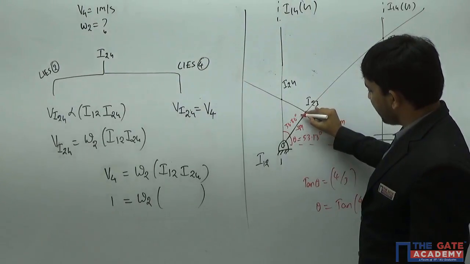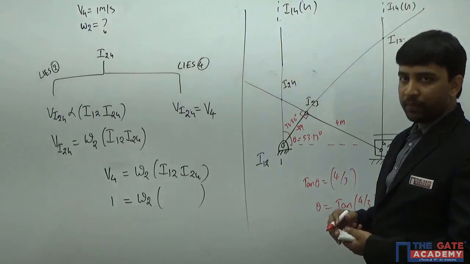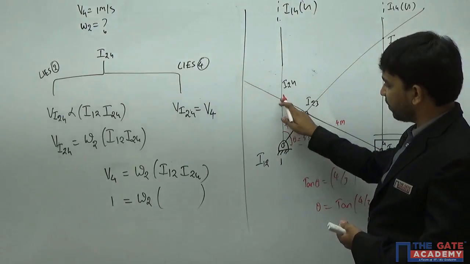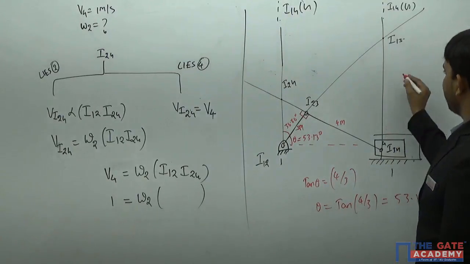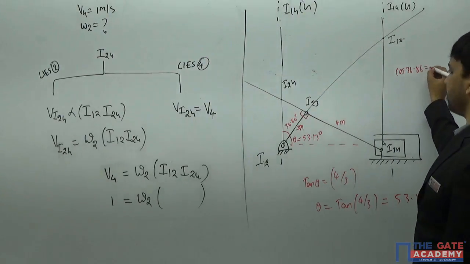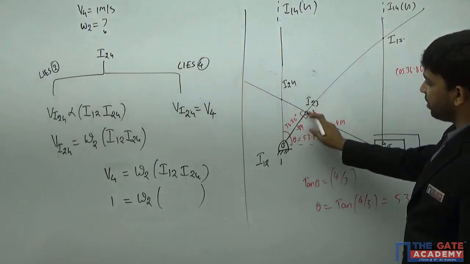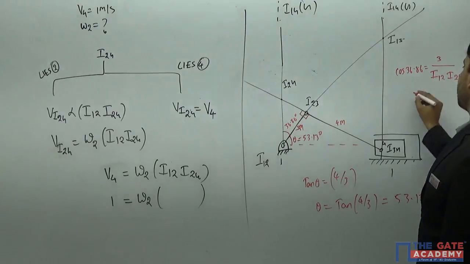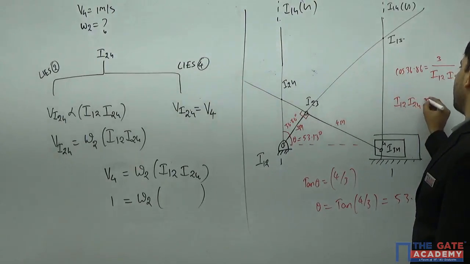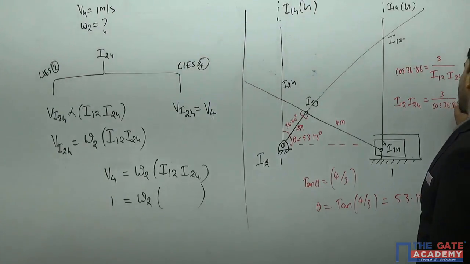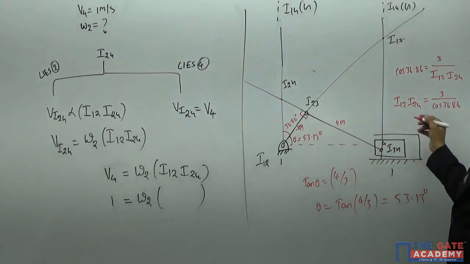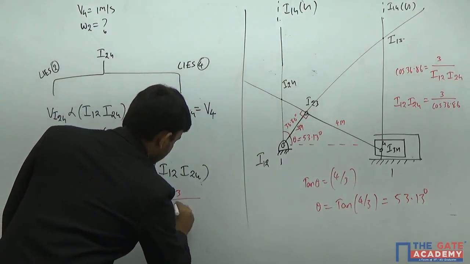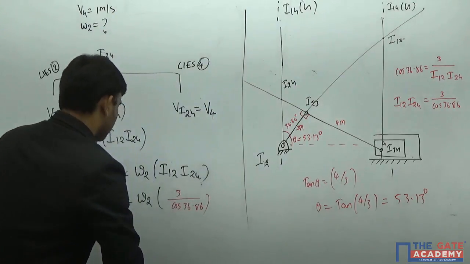If you look at this triangle, this angle is 90, and therefore this one is also 90. That is given in the question. You know the length of this particular link, which is 3 meters, and you know this angle. So from this triangle, cos 36.86 is adjacent side over hypotenuse, which is 3 meters divided by the distance between I12 and I24. If you simplify this, the distance between I12 and I24 is 3 divided by cos 36.86. From here I can get omega 2.